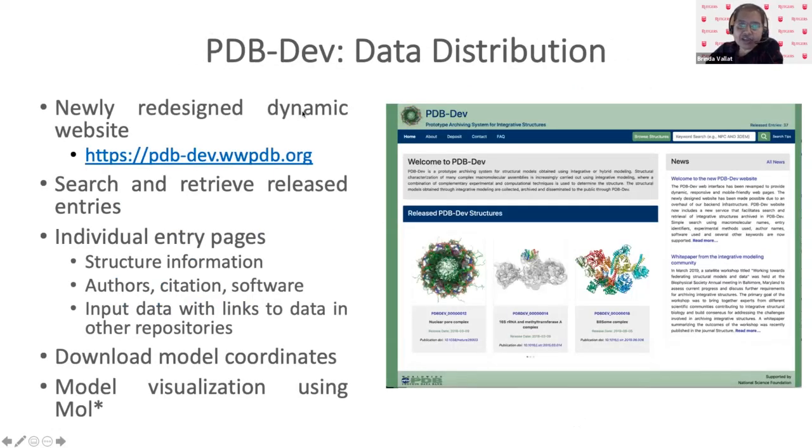PDB-Dev data distribution: we have a newly redesigned dynamic website. This is the link. The website provides functionality to search and retrieve archived structures in PDB-Dev using keywords. There are also individual entry pages for each entry that provide additional information regarding the structure itself, the author's citation, software, as well as input data used in the modeling, along with links to data in other repositories. Model coordinates can be downloaded from the website, and models can be visualized on the website using Molstar.